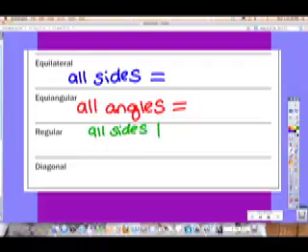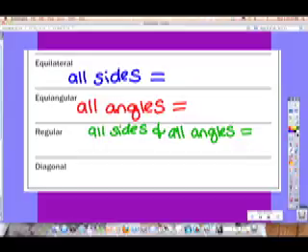Okay, can you think of a shape pretty basic that's regular? Tyler. Square. Check. All the sides are equal. All the angles, what are they? Is always equal in a square. 90, right? 90, 90, 90, 90. Square is regular. Okay, last one, diagonal.